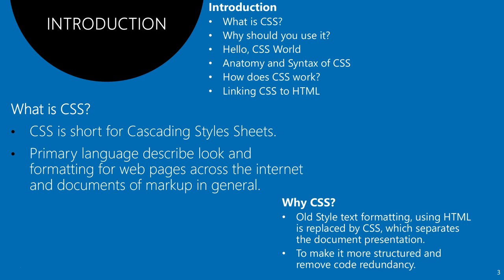So why we use CSS is because traditional HTML, which has content plus formatting rules, was making documents unstructured, not easy to read, not easy to write. There was more redundant code in there. So what CSS is doing is separating the content from formatting. And how is it doing it?